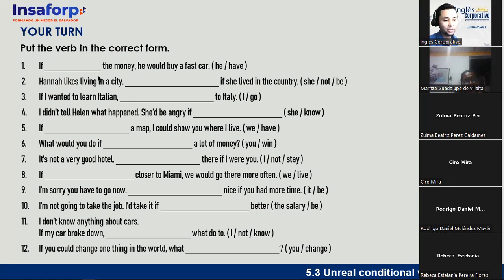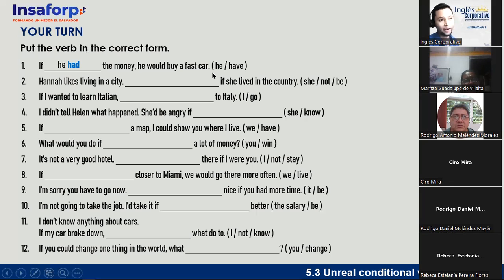No problem. En este caso tenemos, veamos, Rodrigo quería participar también. Let's see, Rodrigo, do you have the answer? If he had. That's right. If he had the money, he would buy a fast car. Si él tuviera el dinero, se compraría un auto veloz. Very good. Okay, thank you, Maritza and Rodrigo, for participating. Let's do number two. Vamos a hacer la número dos y luego nos vamos a los breakout rooms.